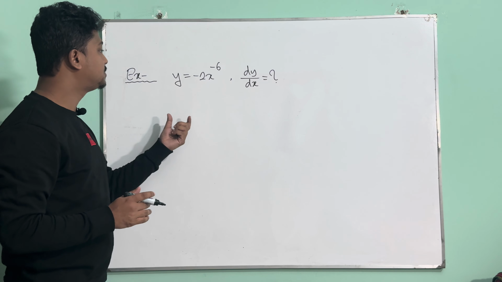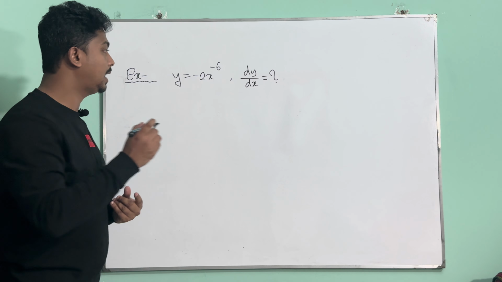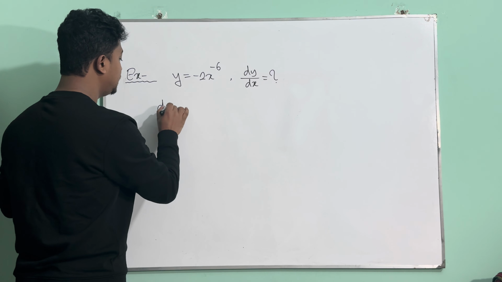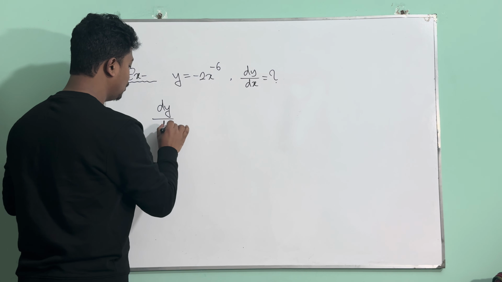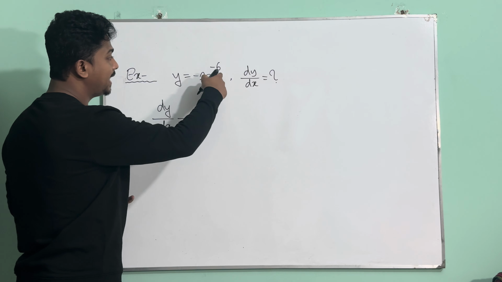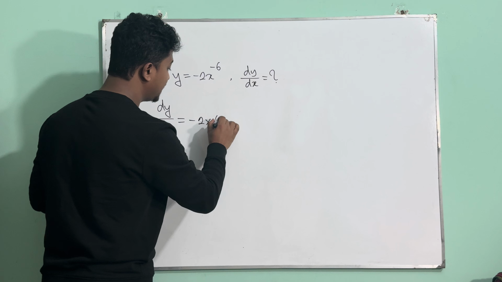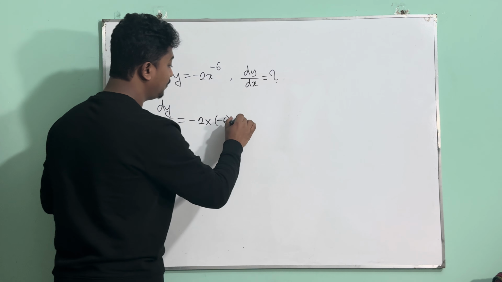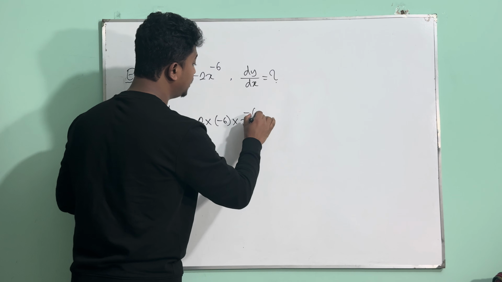Now we have y equals to minus 2x to the power minus 6. We have to differentiate it. So again, dy divided by dx. What happens is you write the constant first, the minus 2 is there. Minus 6 will come in front. So minus 6 coming in front. Your variable has the power, it will reduce by 1.